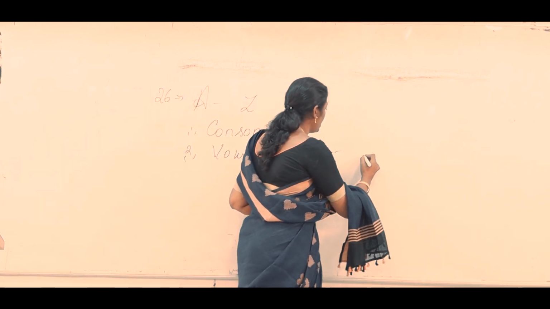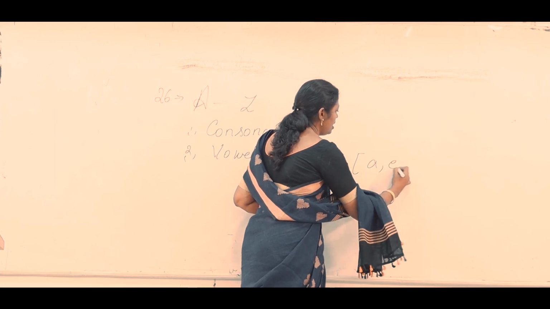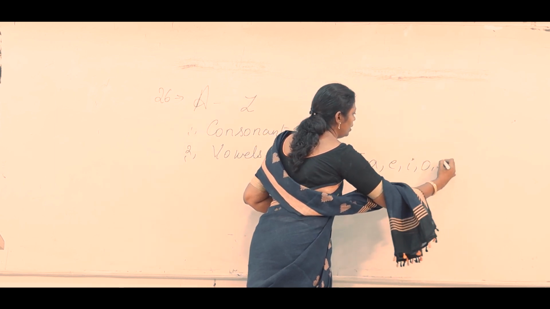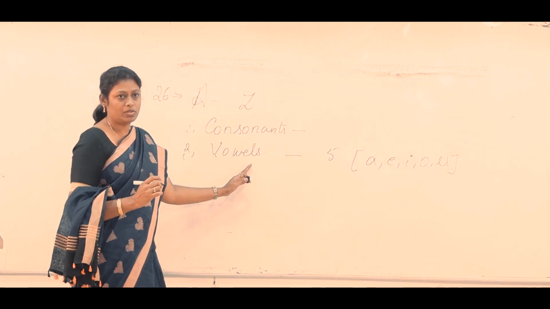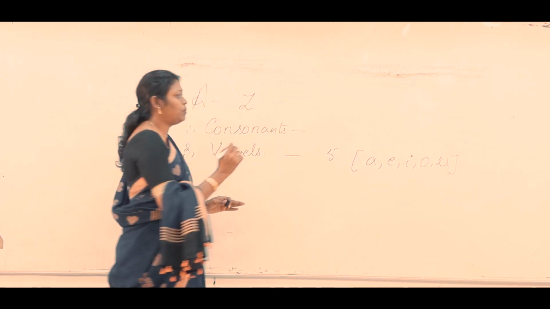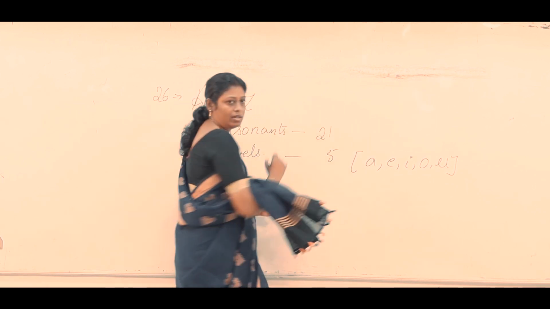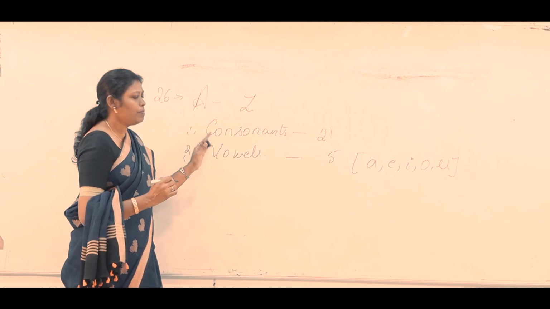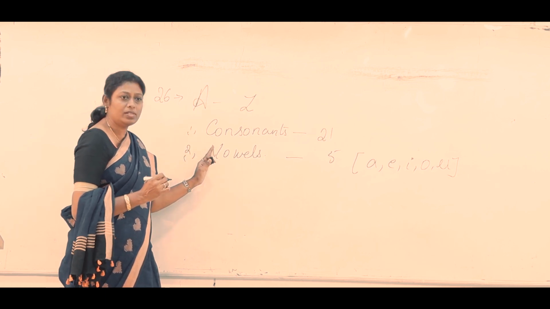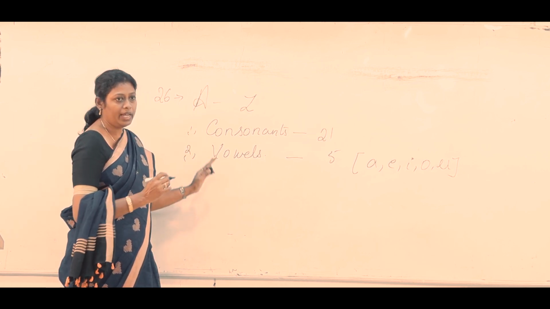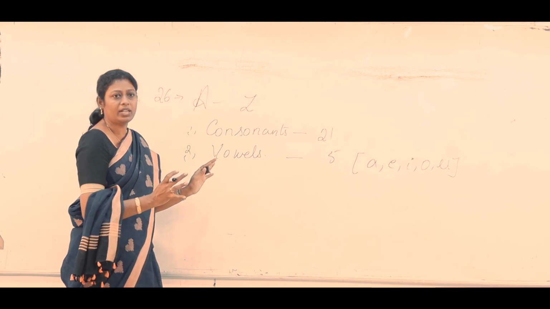So how do we consider them? What are they, guys? A, E, I, O and U. These are the vowel sounds, and the remaining 21 are consonant sounds. It's very important for us to learn consonant sounds and vowel sounds in English. So this is the basic part now.